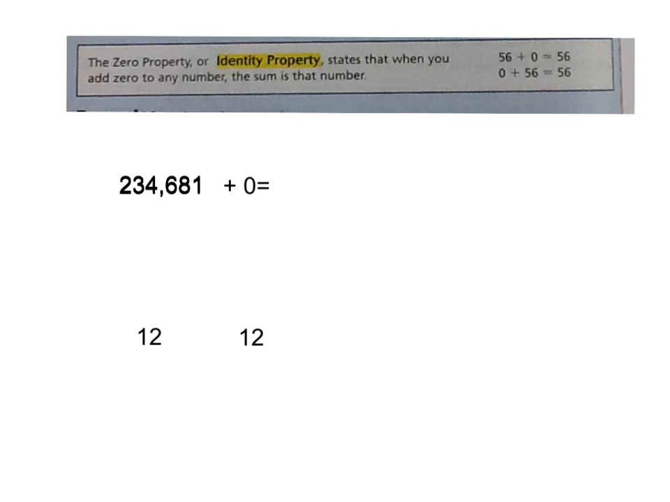So if it's 234,681 plus 0, guess what your answer is? 234,681. I think most of you already knew this property, but we needed to point it out so you can identify it and have that vocabulary word to go with it. Now let's use those properties in a situation.